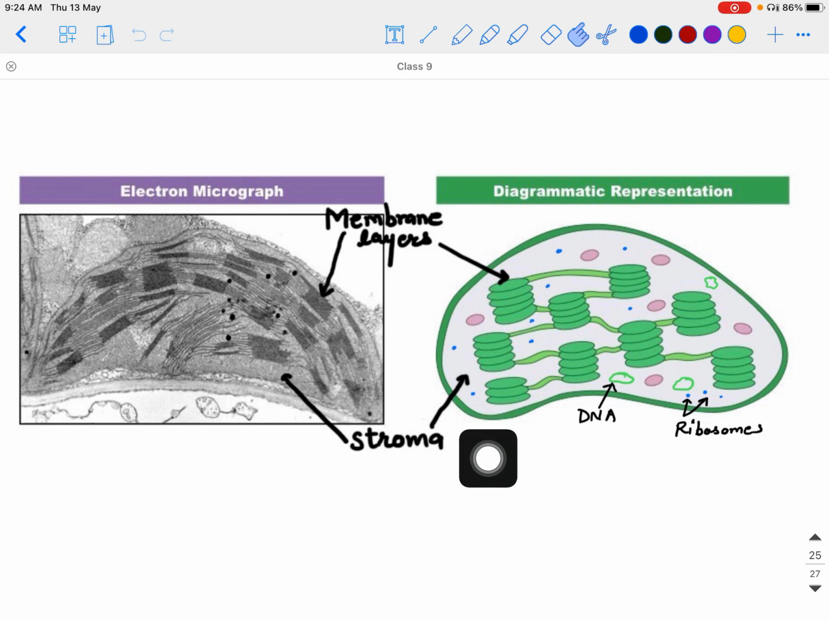So this is the first part. Then comes the second part, the space in which these disc-like structures are present. This whole space which is present here is called stroma. So stroma is the medium in which membrane layers are present.